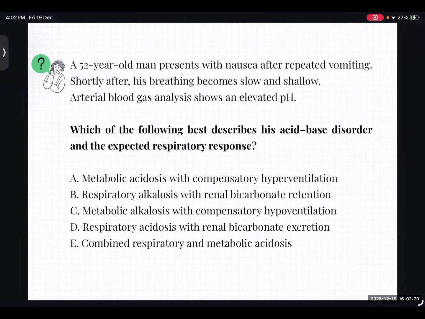So a 52-year-old male presents with nausea after repeated vomiting. Shortly after, his breathing becomes slow and shallow. Arterial blood gas analysis shows an elevated pH. Which of the following best describes his acid-base disorder and the expected respiratory response?